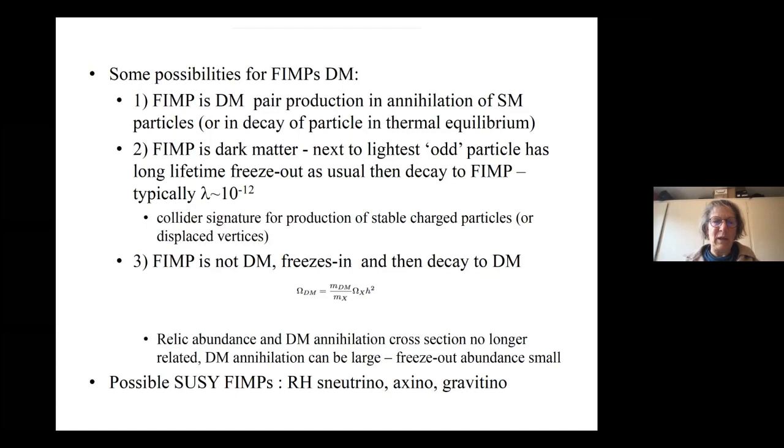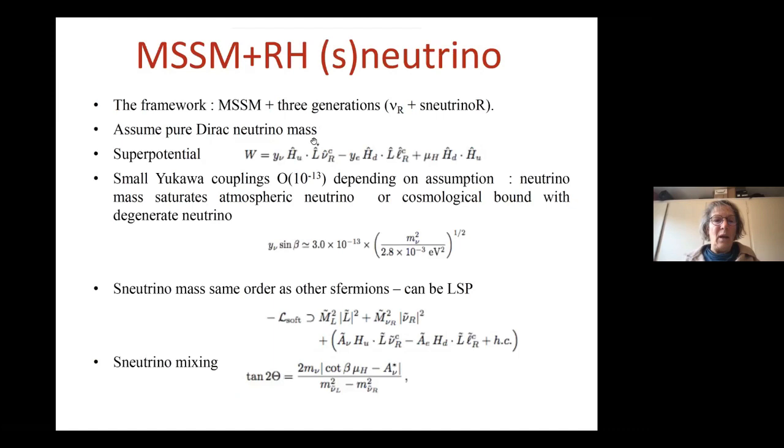It's also possible that the feebly interacting particle is not dark matter. It just freezes in and then decays to dark matter. So let me talk a little bit more about these two cases because I want to illustrate how it works for the right-handed neutrino. So let's consider the MSSM and a right-handed neutrino, let's say three generations of neutrino and their partner, and assume they have a pure Dirac mass. So the superpotential will have these new terms involving these neutrinos.